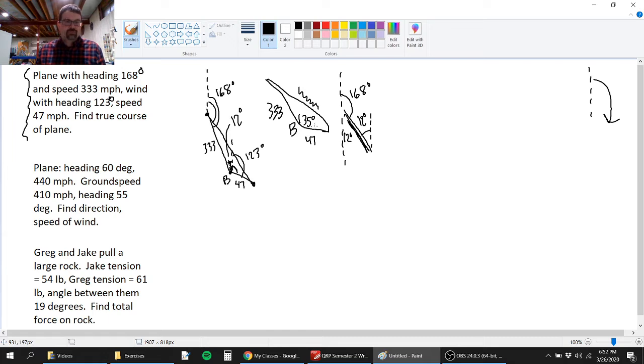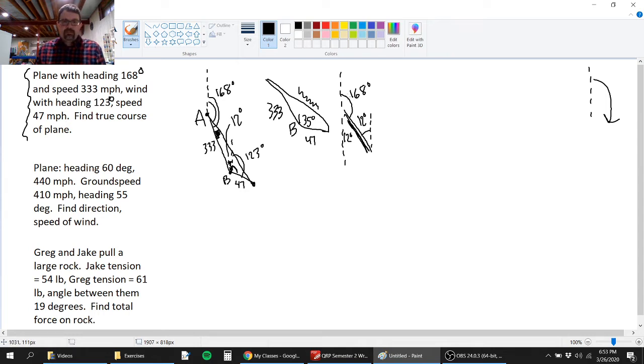Now the true direction, the actual direction it's moving, well, if I call this A, you would want skinny little angle A in the triangle. And from there, well, we know it's 168 to the 333 side. So you could just subtract whatever angle A is to get the actual heading. So 168 minus angle A would be the actual heading.